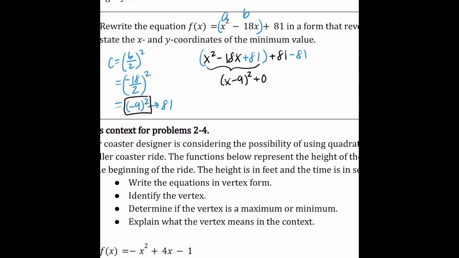Okay, so our vertex now, remember our vertex form is a times x minus h squared plus k, where our h value and our k value is our vertex. In this case, my vertex would be 9 and 0. Remember, this is h and this is k.